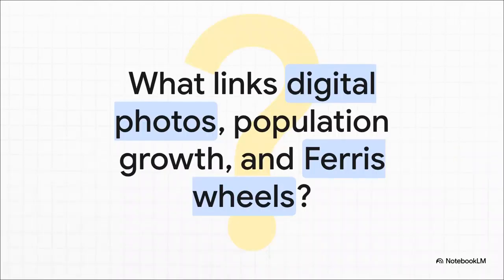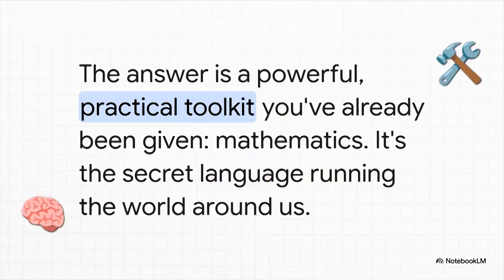Yeah, I know. It sounds like some kind of brain teaser, right? But seriously, just think about it for a second. What on earth could possibly connect the pixels on your phone, the massive growth of the human population, and the slow, steady ride on a Ferris wheel? So, the answer? It's math.